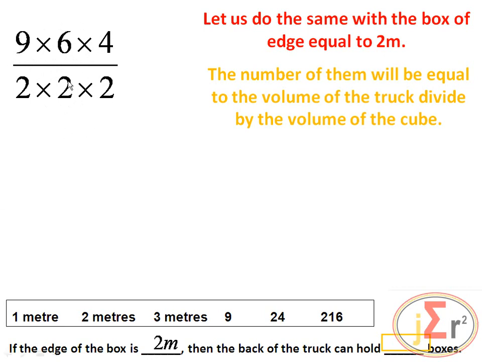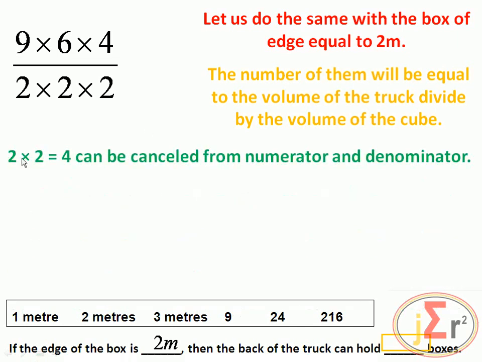And again, we have this product here because of the dimensions of the back of the truck to be 9 by 6 by 4, and the dimensions of the box will be 2 by 2 by 2. And we are not putting 216 here because if we reduce by a common factor that we can see here, then the calculation can be made to be very much simpler.